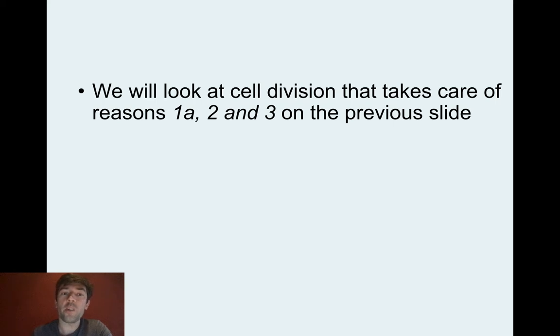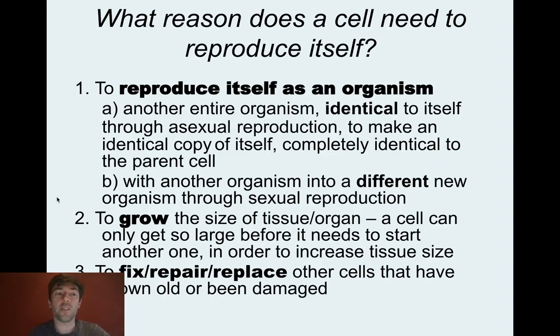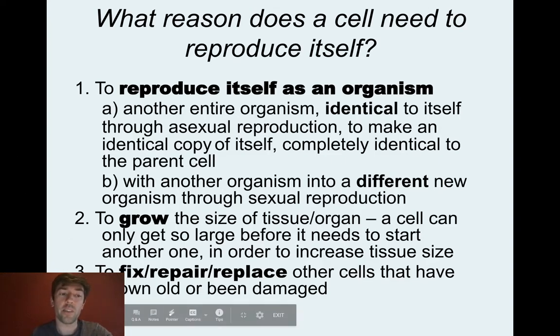So we're going to look at a particular type of cell division that takes care of reasons 1A, 2, and 3. The only one we're not really looking at is 1B, which kind of works in a different way. So we're not really talking about sexual reproduction, but we're talking about asexual reproduction, which is when a cell produces an identical copy of itself.